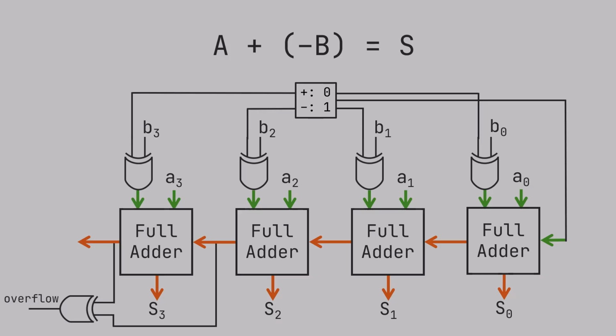Now this is the completed 4-bit Adder-Subtractor circuit that we built using only 3 basic building components: the AND gate, the OR gate, and the XOR gate.